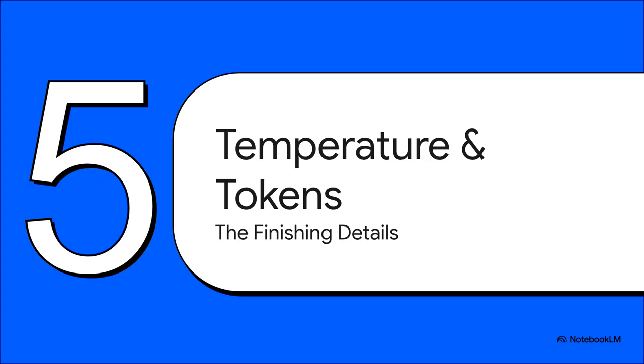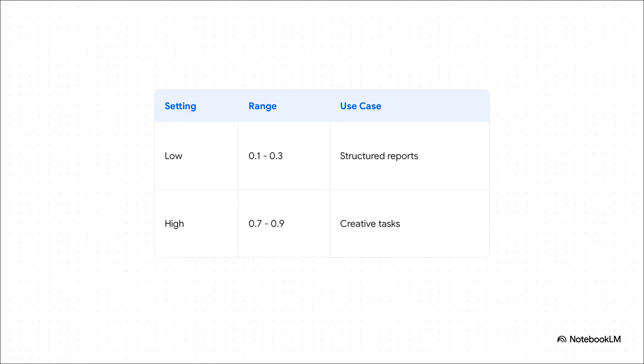Next up, Section 5, Temperature and Token Settings, the finishing details. Let's talk about how temperature and token settings affect your model's output quality. Think of the temperature setting as a dial for the AI's creativity. A temperature of 0 makes the model highly deterministic and rigid. So for those Agua Fria district tools where consistency is absolutely everything, think compliance summaries and structured reports, keep that dial low, between 0.1 and 0.3. But if you're building a tool for creative drafting or brainstorming, crank it up high, between 0.7 and 0.9.